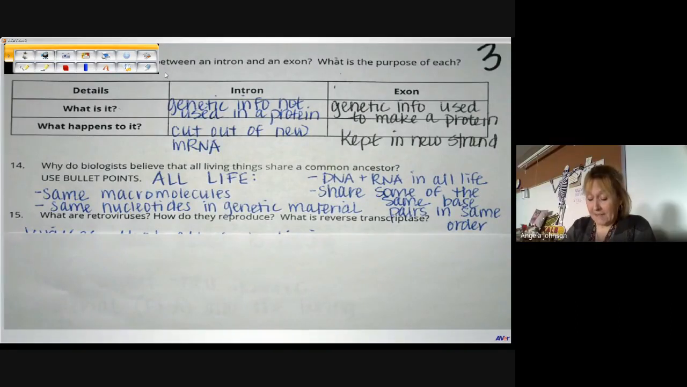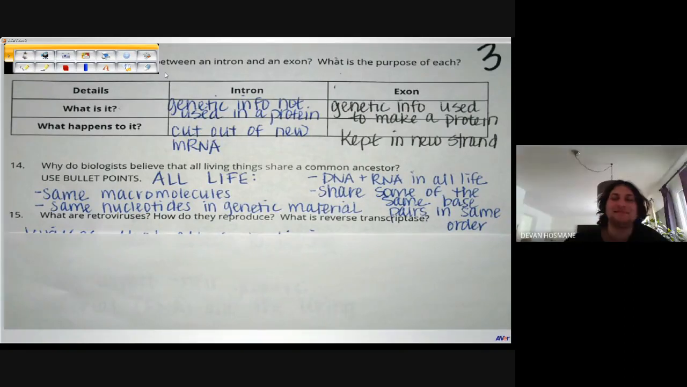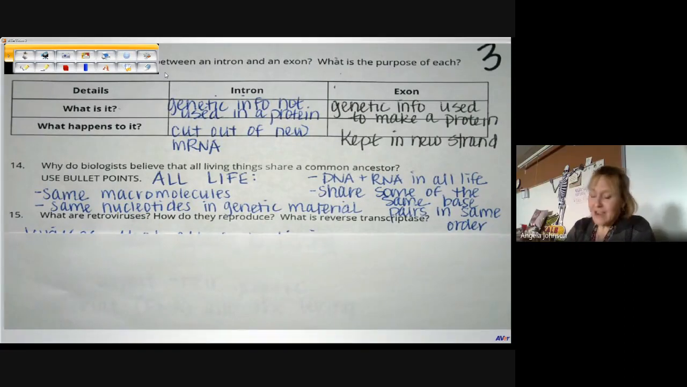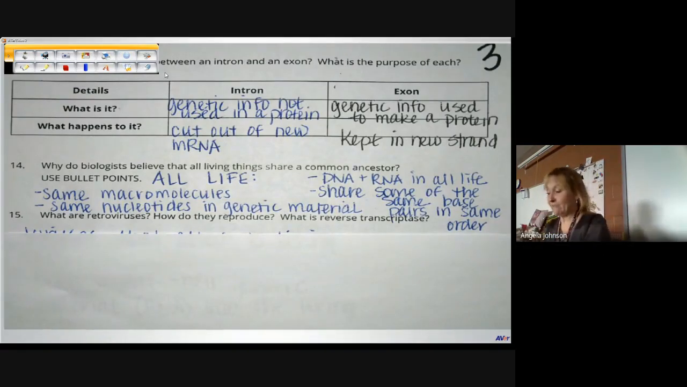That's pretty amazing. You are 80%. The lowest amount, we only share 18% with yeast. And then other little protozoans and stuff we share just very small amounts. But we are all made out of the same bases. They're just in different orders. So that's pretty cool.